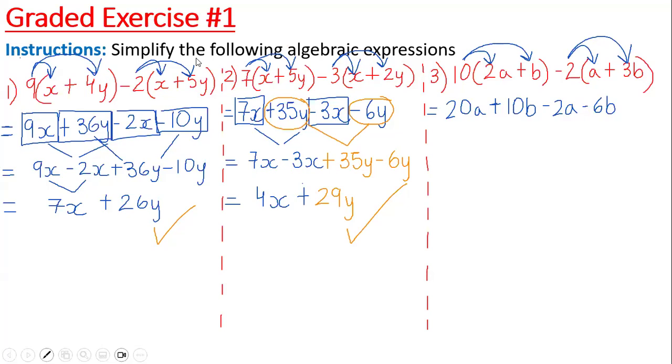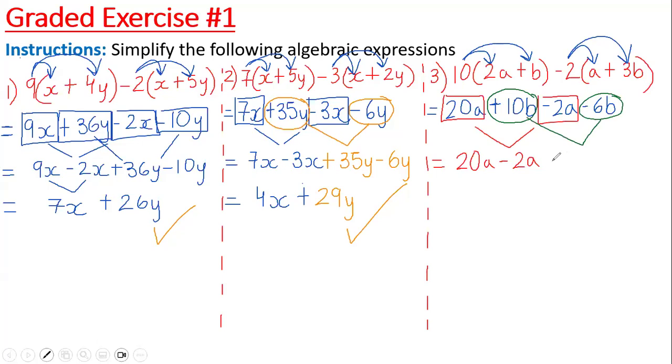Let's group them. So it's going to be 20a and negative 2a. It's going to be equal to 20a minus 2a. And what else we have? 10b and 6b, right? We bring them together. So it's going to be plus 10b, very good, minus 6b.